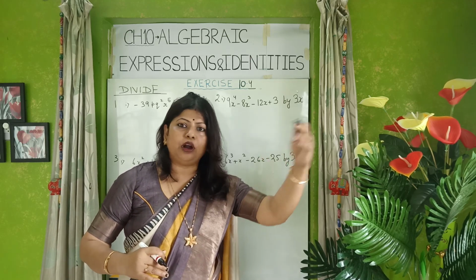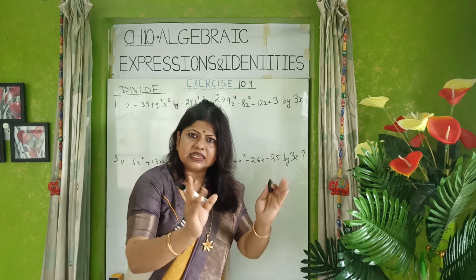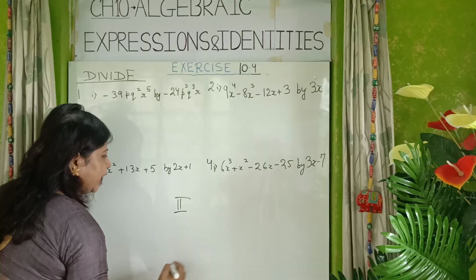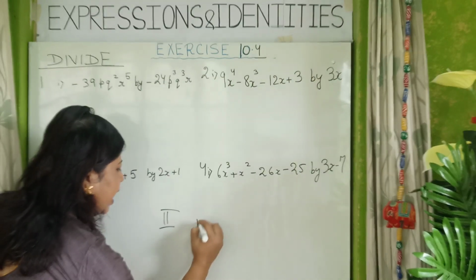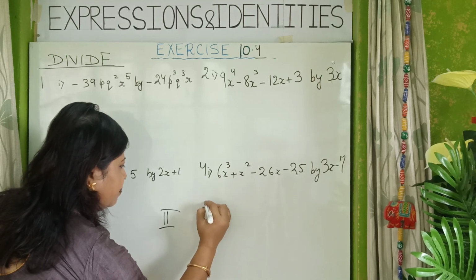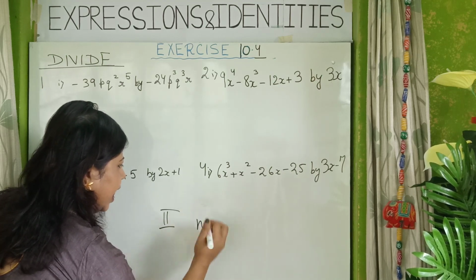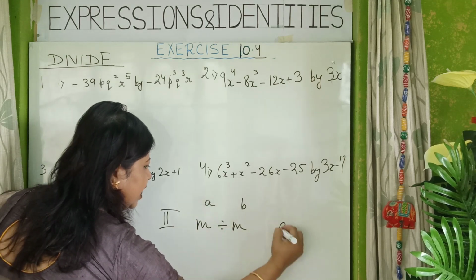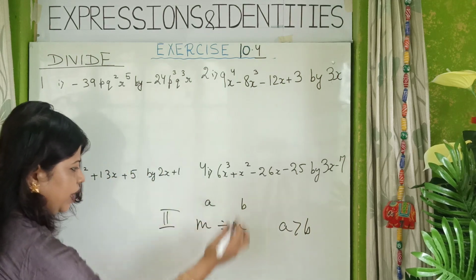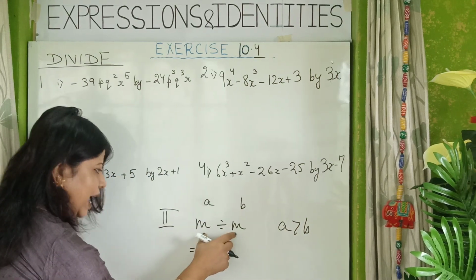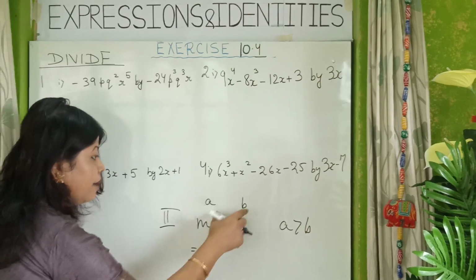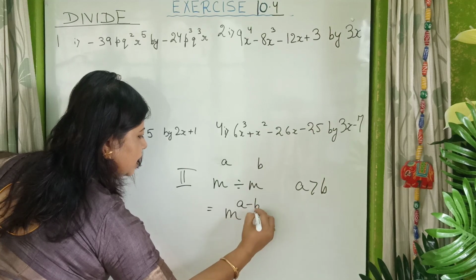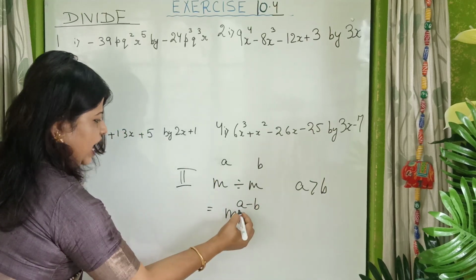So we already discussed the first law, where when the bases are the same, we add the powers. Now we come to the second law of indices. The second law states that when the same base m with different powers is divided, m to the power a divided by m to the power b, here a is greater than b, then the powers are subtracted. That is equal to m to the power a minus b.